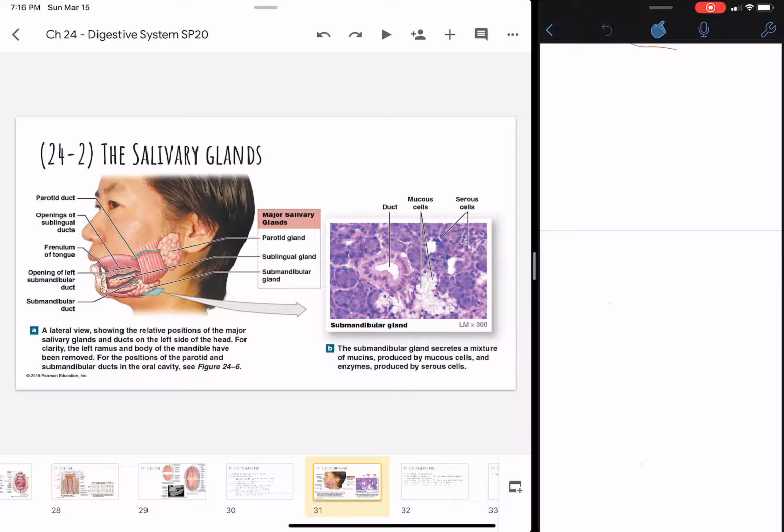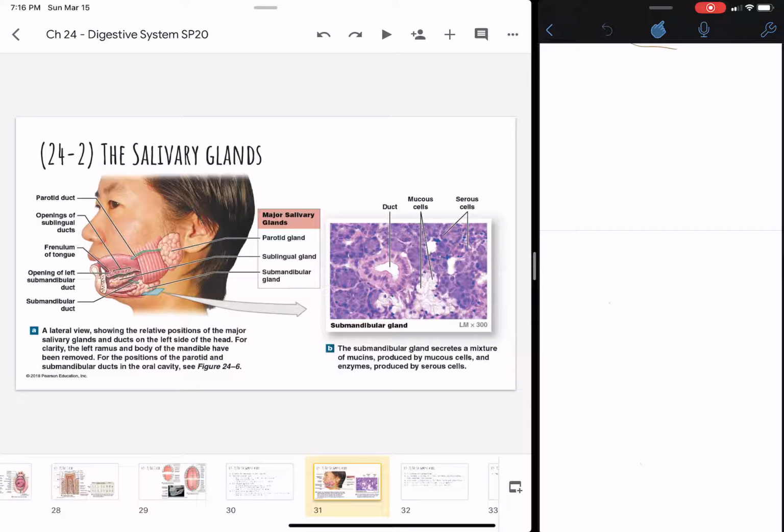Then you have sublingual. This is just deep to the tongue. So if we were to remove some of the mucous membranes of the tongue, then you'd be able to see those. And then the submandibular ducts, these are actually pretty obvious in the cats, which is nice to see. These are going to be a lot bigger than sublingual ducts.